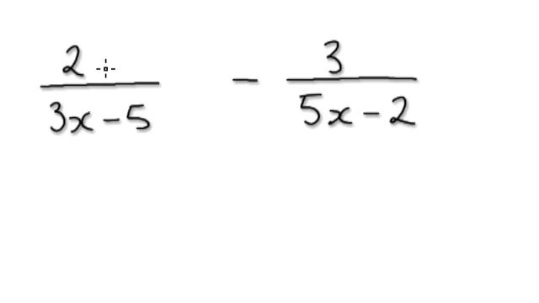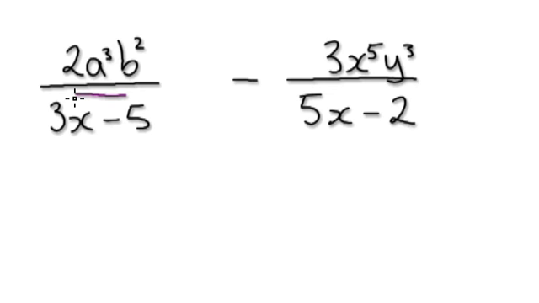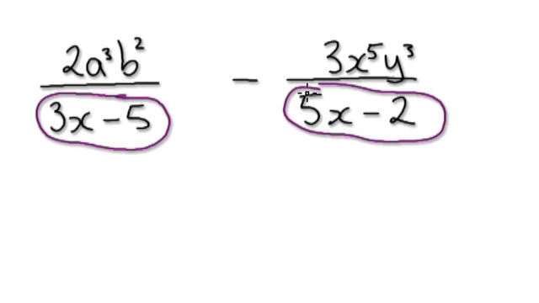But just to spice up your life, I'm going to give you these. Let's say b squared here, and over here, let's say x to the power of 5, y to the power of 3, say. What's on the top doesn't matter that much. Just concentrate on getting the two denominators to be the same. Okay. Well, anyway, do whatever you have to do. Press pause and have a go.